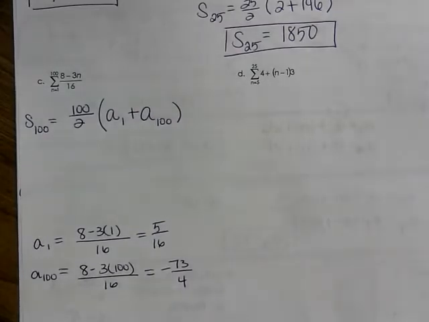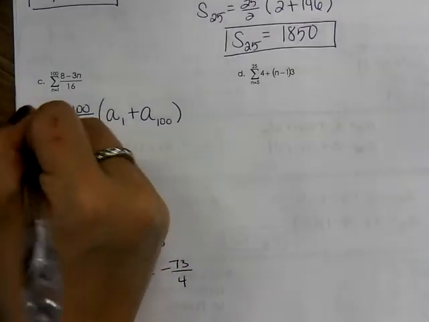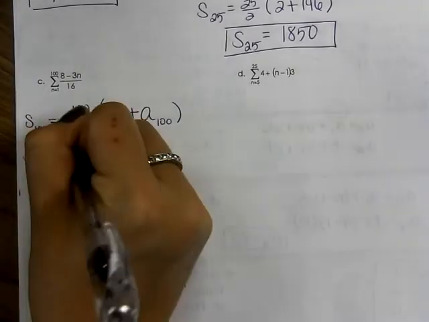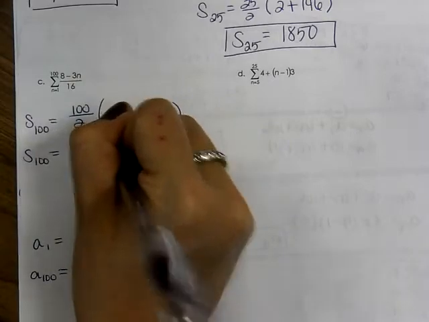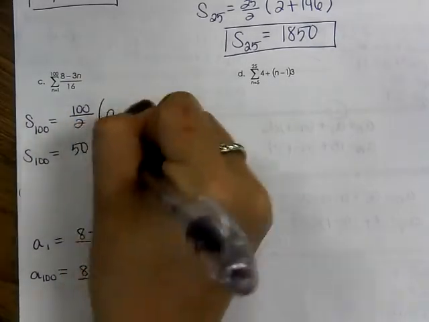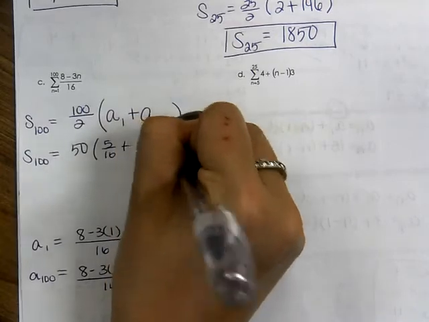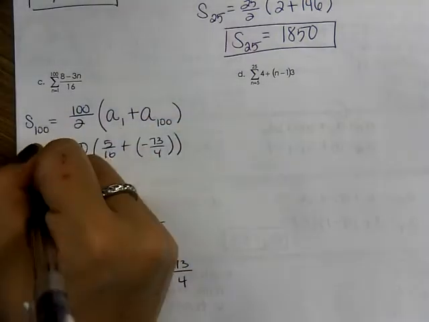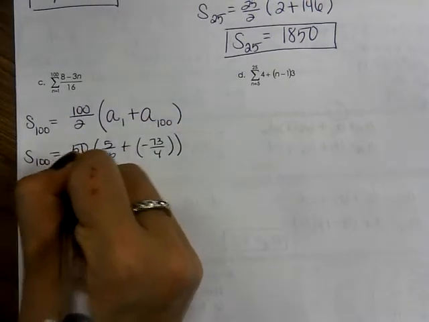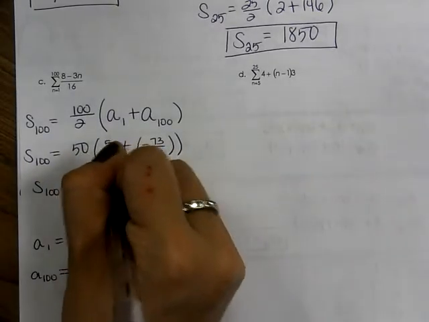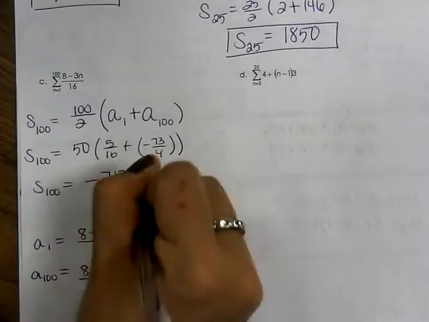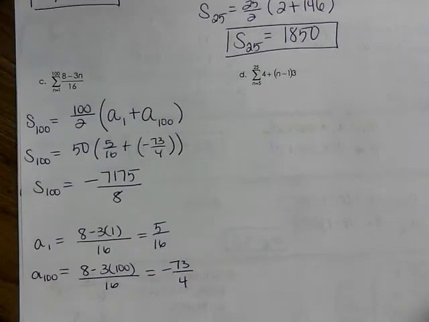So now I have that first and last term, and I can go back to my formula, and I'm going to plug it in. So 5 over 16 plus a negative 73 over 4. Multiply that by 50, and the sum of the first 100 terms is negative 7,175 divided by 8.